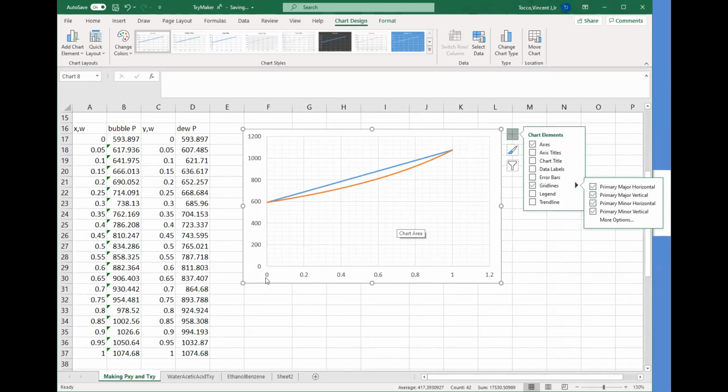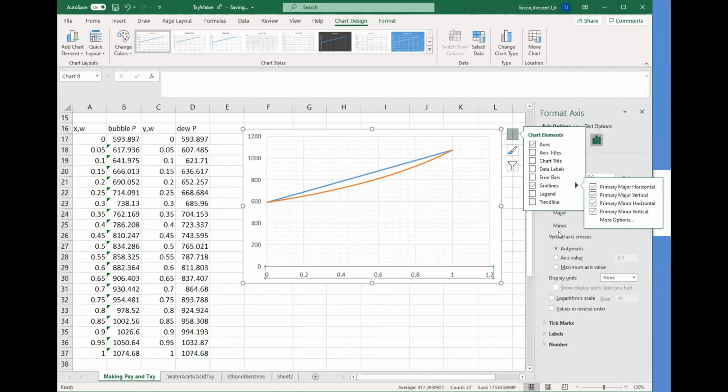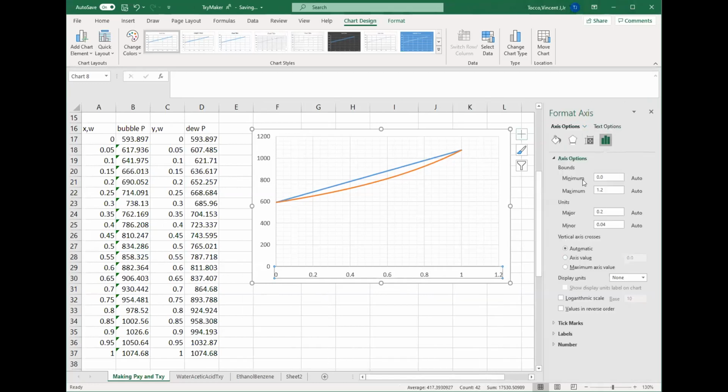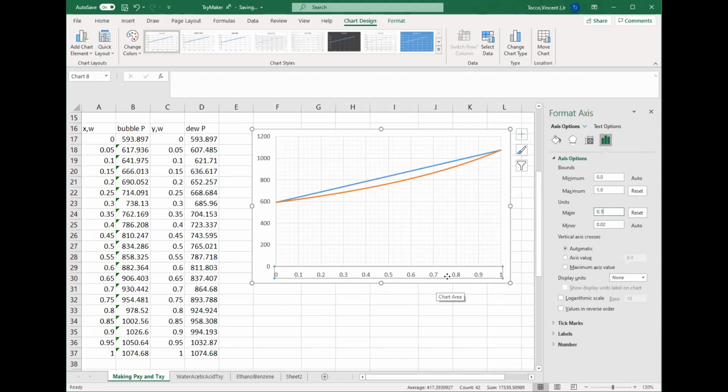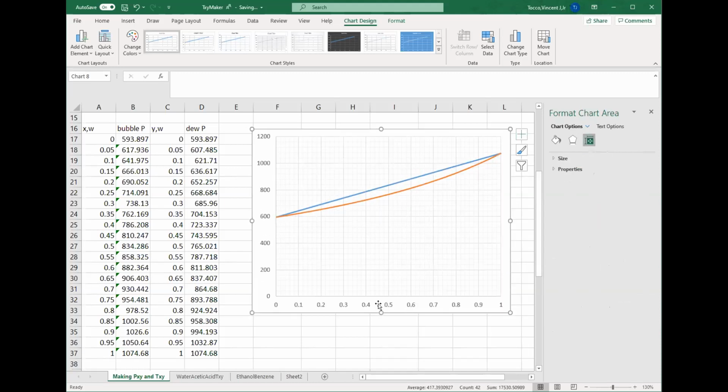Second thing I want to fix is the scaling. The x-axis is going from 0 to 1.2 now, but I know from experience it stops at 1. I can't have a composition of greater than 100%. So I'm going to right-click the axis and click Format Axis. It's going to bring up the Format Axis toolbar. All the way on the right under Axis Options, I want to truncate this to stop at 1, because anything beyond 1 is just a non-physical value. I can also change the units if I want, so I could make it go every 0.1. That looks a little bit nicer, but if you go too far overboard, you can make it look too busy. So I think that looks fine. I'm going to keep that.